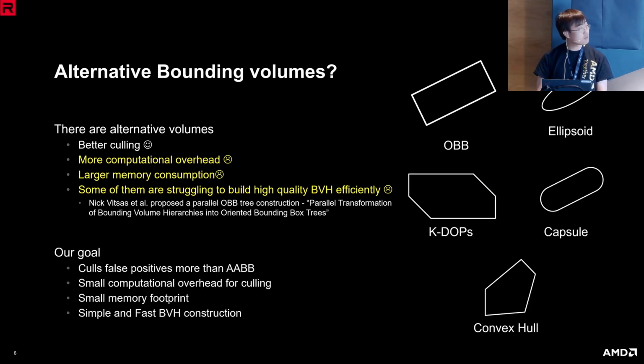So in terms of our goal, we want to find a way to achieve these things. First, cause fewer false positives than AABB, and small computational overhead for culling, also small memory footprint. Finally, it should have a simple and fast BVH construction.